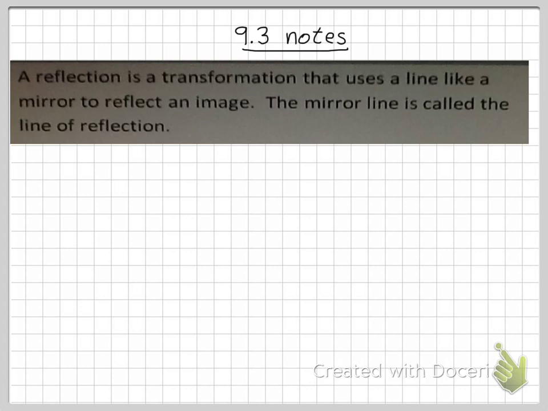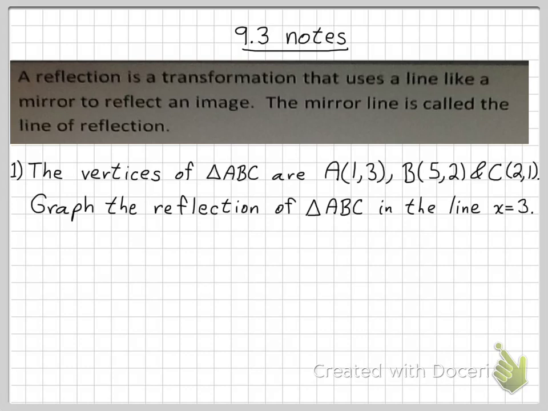So I think the best way to get these concepts across is just by heading on into an example. I think that's the best way for you to learn this material. So moving right along. The vertices of triangle ABC are A is (1, 3), B is (5, 2), and C is (2, 1). Graph the reflection of triangle ABC in the line x = 3. Okay, so that's the prompt.